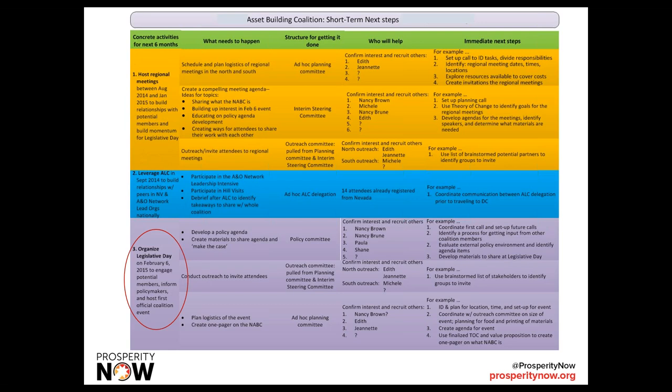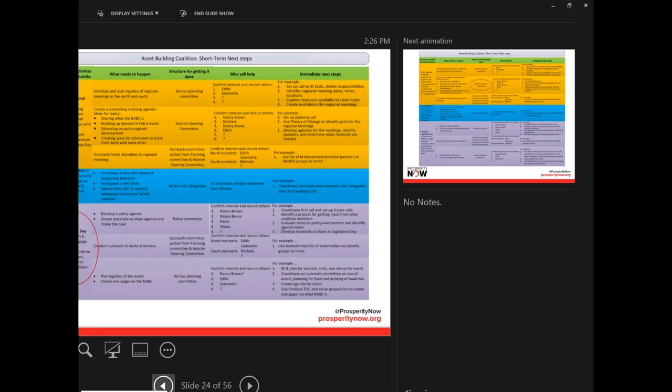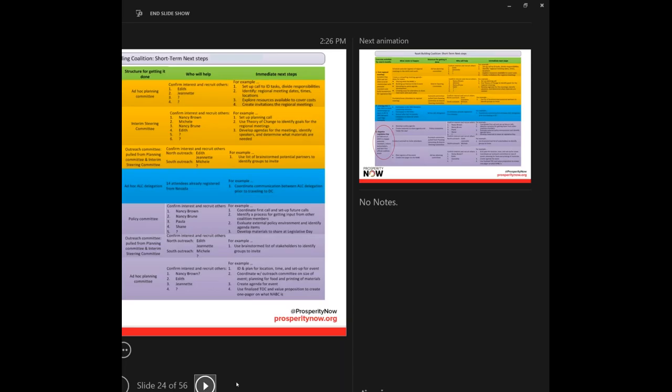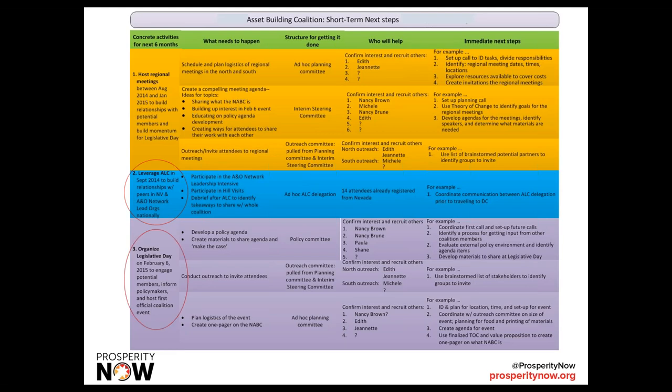They have host regional meetings. So they were in Northern Nevada, Southern Nevada. They leverage the old Assets Learning Conference, which is now the Prosperity Summit. So a national conference for people to learn. And then the last thing is they wanted to organize a legislative day at their state capitol. And so we said, okay, those are the things you're going to do in the next 6 months.